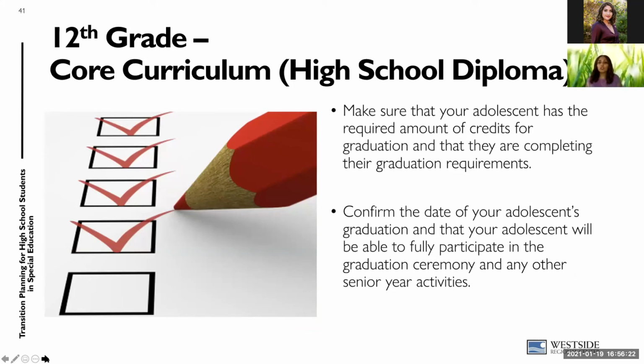So make sure that your child, for the 12th grade and core curriculum, this is the last year that they're going to have in high school. So make sure that they have all the required classes. They're not missing any classes. If they're missing classes, then they have to meet the requirements. How are we going to potentially allow them to do that?